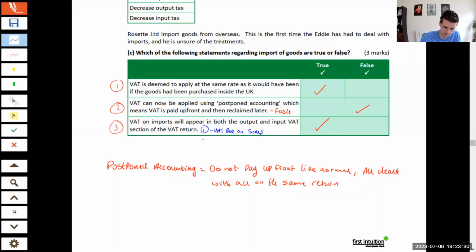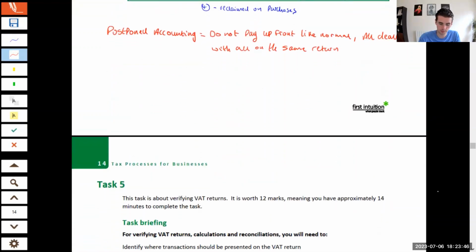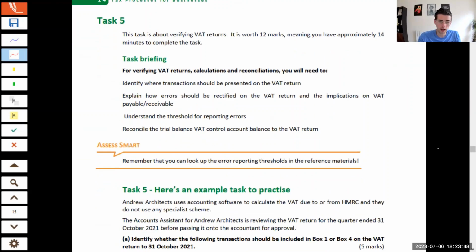You will also see it in box 4, VAT reclaimed on purchases. So that one is true. Again, these little true or false ones are just trying to catch you off guard, okay? But I'm pleased to say that is the end of task 4. So we are 1/3 of the way through tonight's tasks and we can move on to task 5.